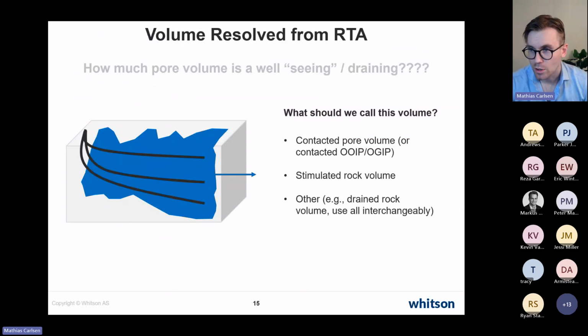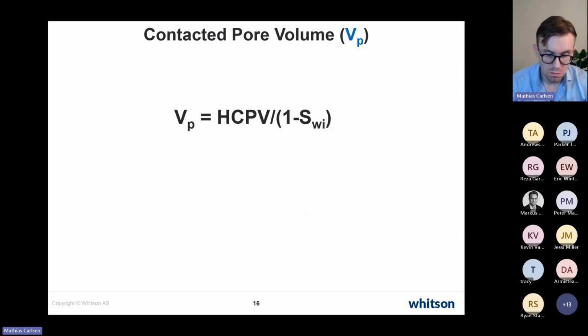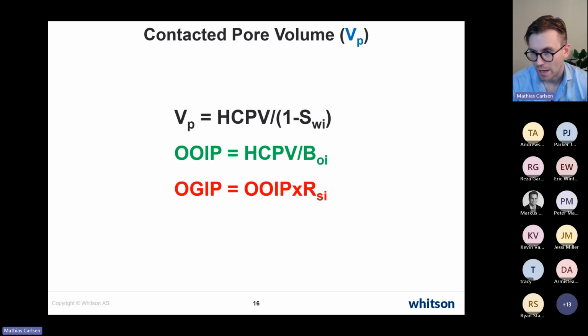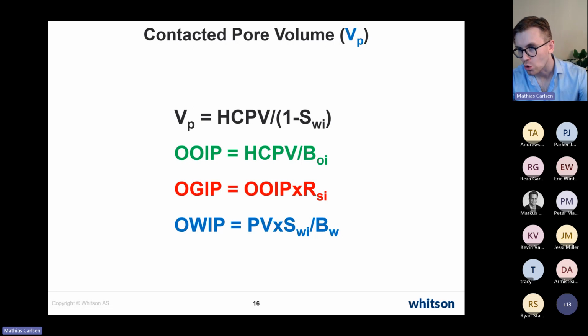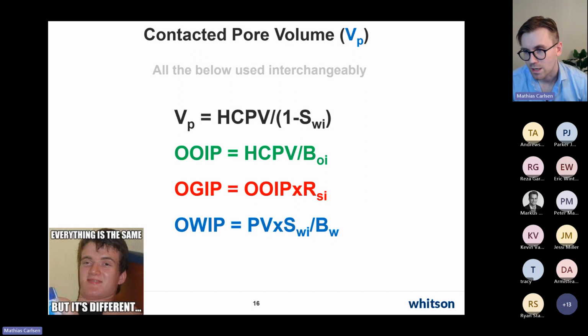How do we quantify the contacted pore volume? We can do that in a bunch of different ways. It can be you just use the pore volume, but more commonly we use oil in place for oils and gas in place for gases. But in theory, you could use all of these interchangeably. And you'll see that in the software, if you go into multiphase FMB and you change one of these parameters, it changes all the other ones, and that's because they're related. They're related by the pore volume itself and PVT properties. And if the PVT properties are given to you, that's just multipliers up and down. So all this stuff is the same, but it's kind of different.